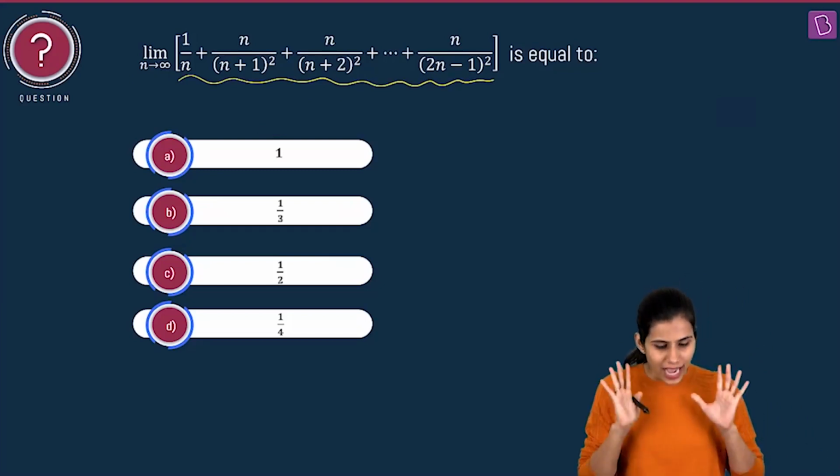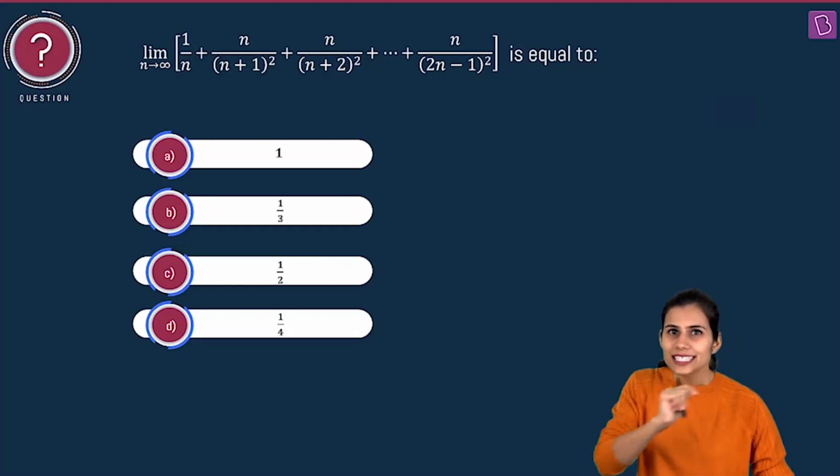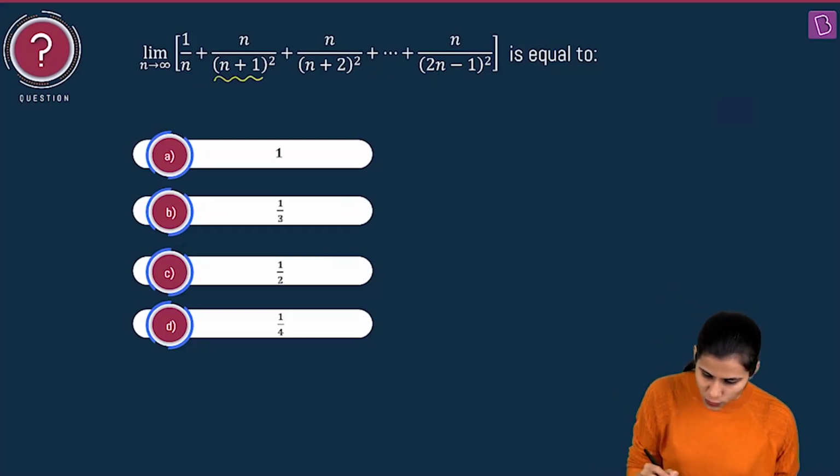So, my agenda right now is to dissolve this enlarged expression, this humongous expression, into a compact summation form. How am I going to do that? Carefully observe the terms sitting in this expression, in this sum. You have n upon n plus 1 whole square.